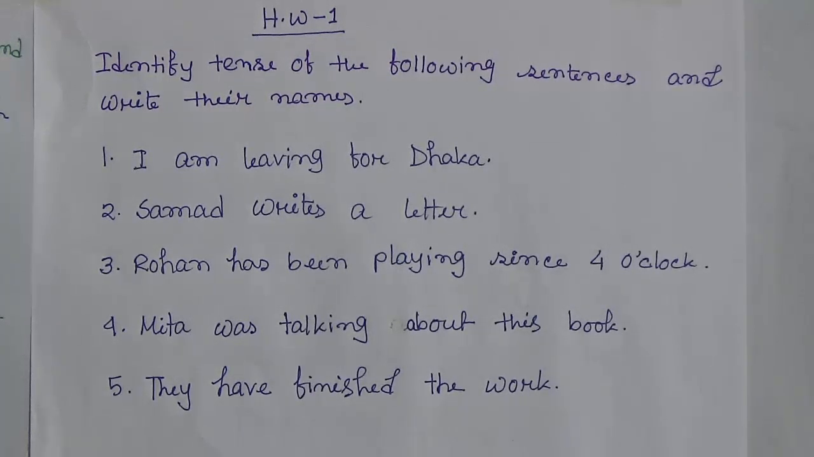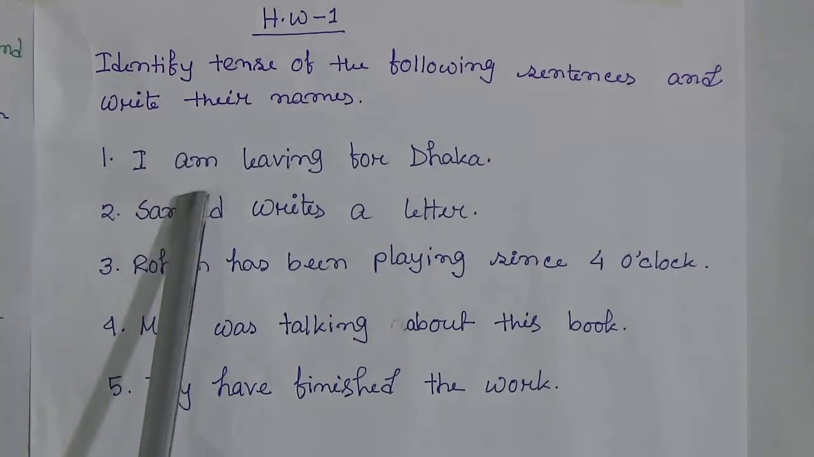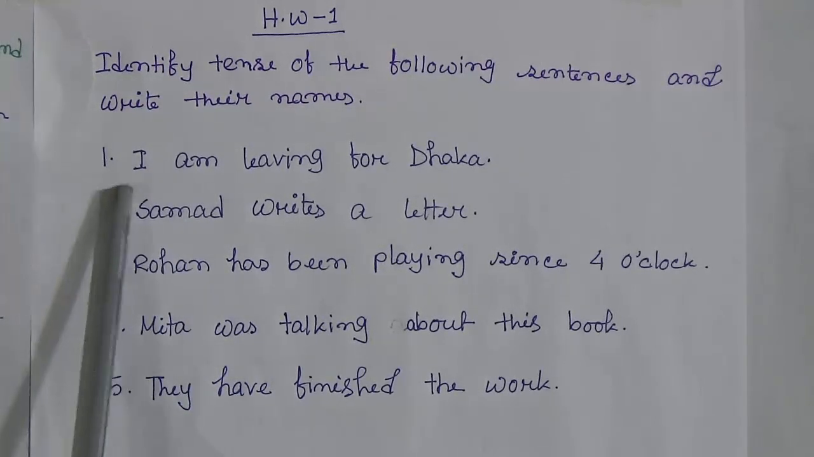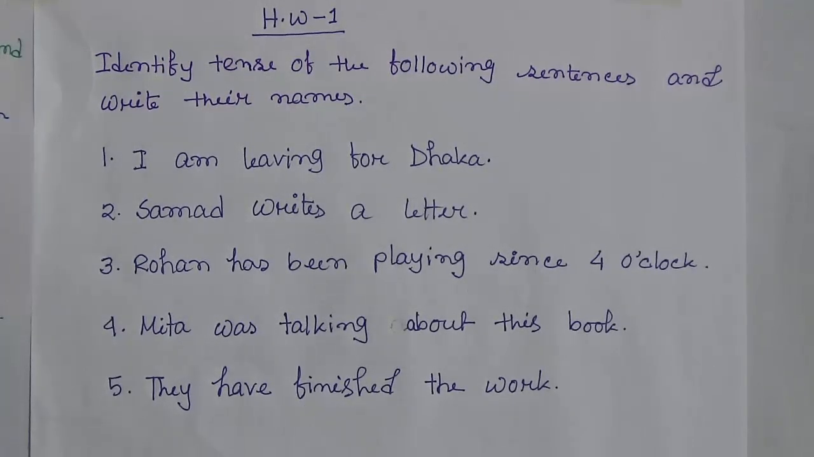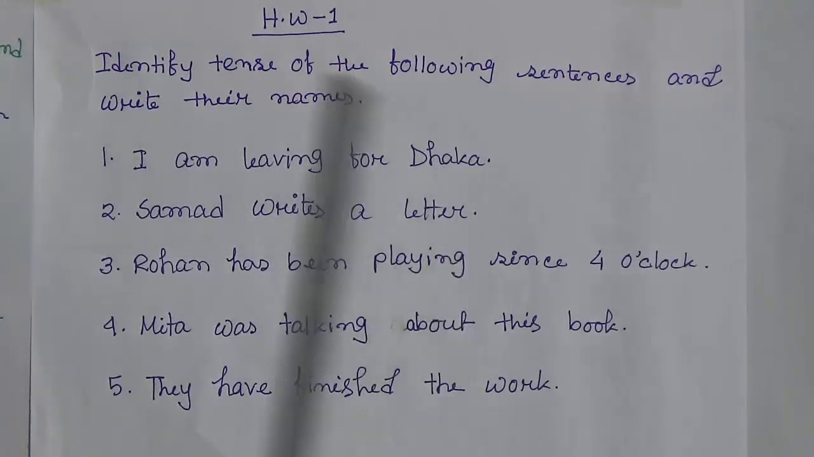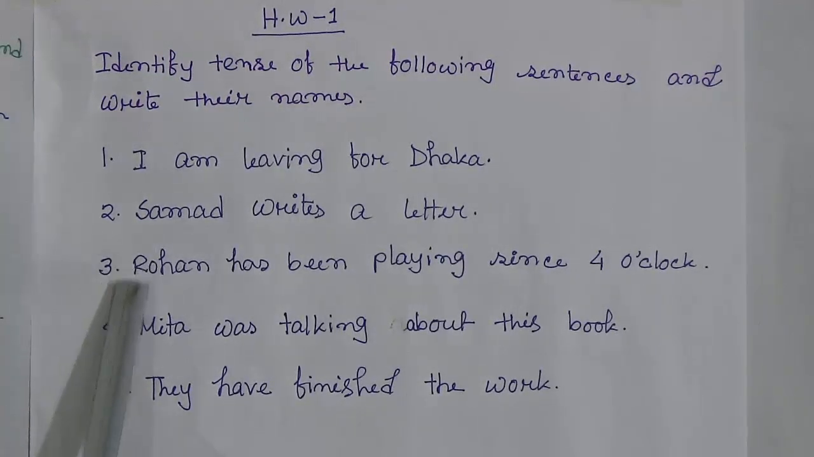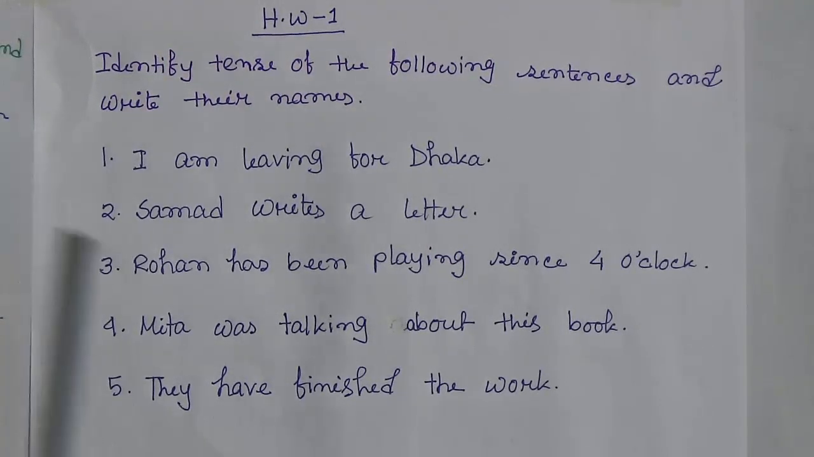At first, students, when we do this HW, first write the sentence, and under this sentence you have to write the type of tense. And for number 2, also write the type of tense here. Similarly you have to write 3, 4 and 5. That means you have to identify the tense and write their names also. Okay, this is your HW.